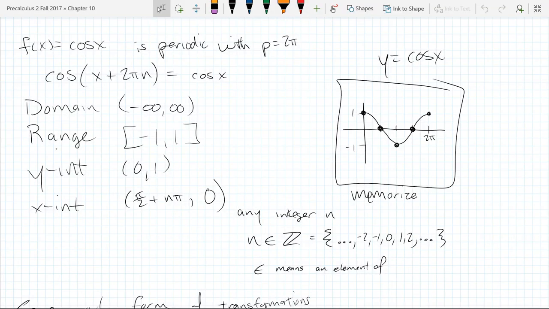So we did look at all the properties of the cosine function, meaning domain, range, and the intercepts. So we also graphed out sine, and we're going to write down all the properties of the sine function: domain, range, and the intercepts.